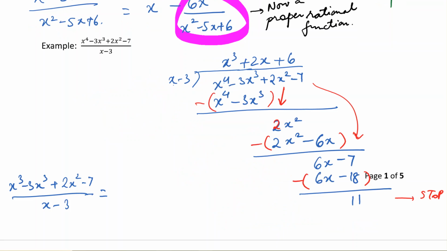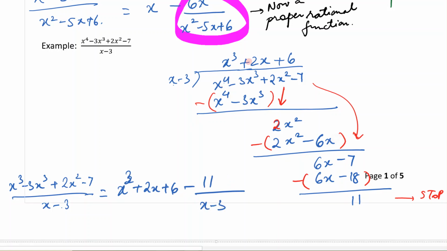Thus, we can write our improper rational function as the proper rational function: quotient plus remainder over divisor. So always start from the top and go clockwise direction. So quotient plus remainder over divisor. So this was plus 11 over x minus 3, and this is our proper rational function. So anytime you have an improper rational function, make sure you convert that into a proper rational function first, and only then you can proceed to partial fractions decomposition.